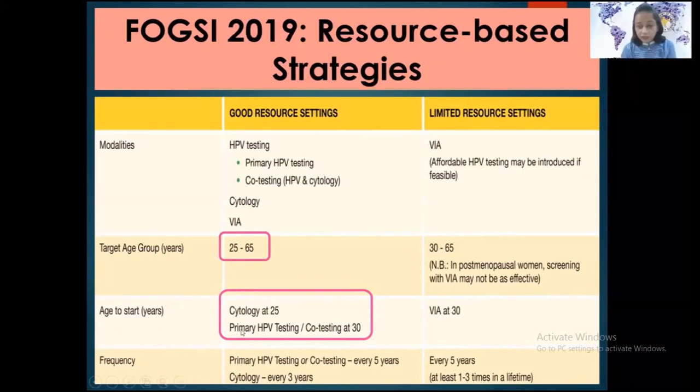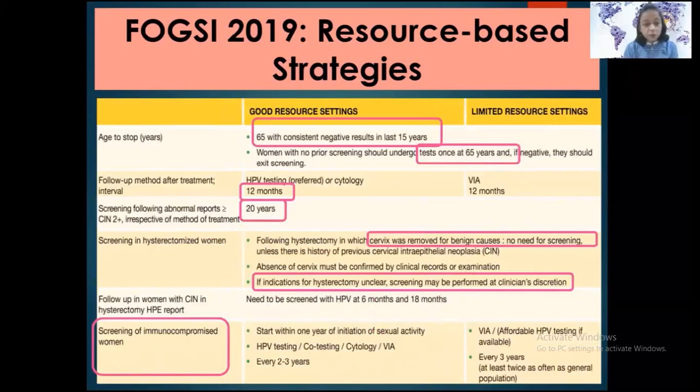For 25 to 30 years age group, they recommend cytology as the preferred modality rather than HPV testing, which is preferred in the rest of the age groups. So when to stop? They say stop at 65 years if the woman has had consistent negative results in the last 15 years. So follow-up after treatment has to be done preferably by HPV testing and has to be done annually, and it should be continued for a minimum of 20 years post-treatment.